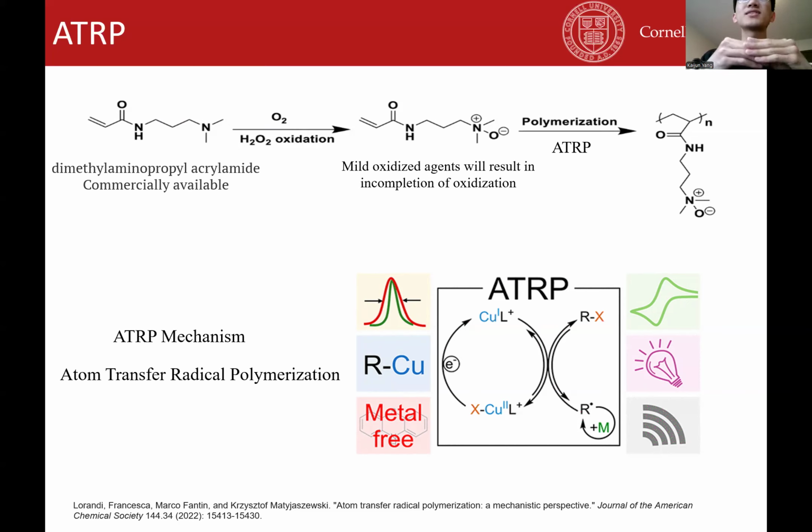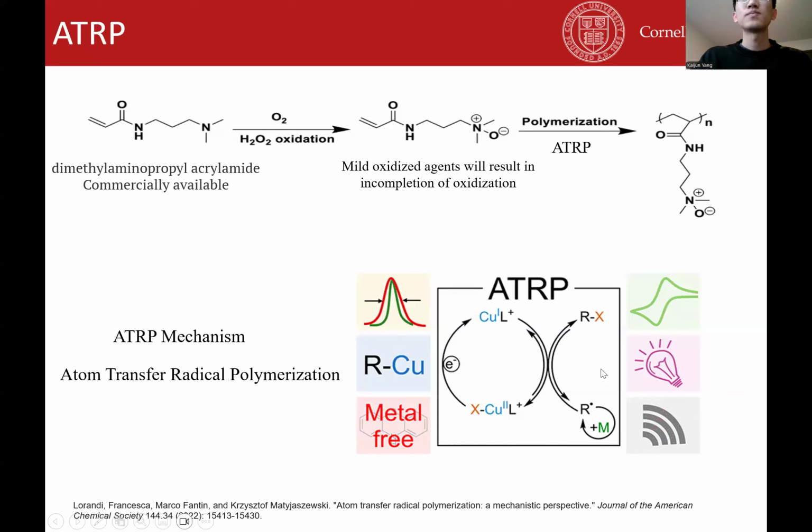And then after we get the TMAO monomer, we will do the polymerization using ATRP, which stands for atom transfer radical polymerization. To know the process, we need to know the mechanism of ATRP. First, the initiator halide complex will be activated by copper 1. And L in the figure means ligand, which helps to dissolve the copper salt in the solution. After activation, we will get initial radicals and they will react with monomers.